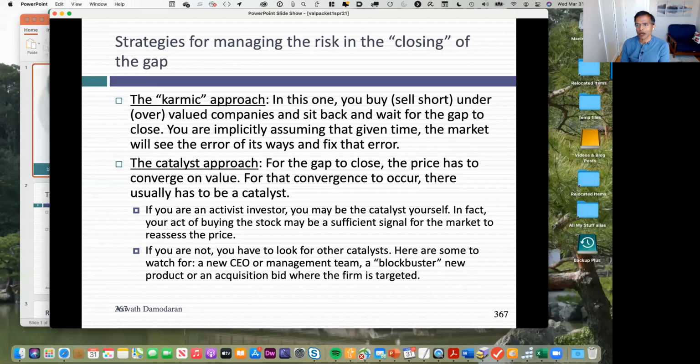I mean, if you watch a Carl Icahn or a Bill Ackman, what they do after they buy a stock is they don't sit quiet. They tell the world they've done it, and they hope by telling the world they can make that a catalyst. They're providing their own catalyst.